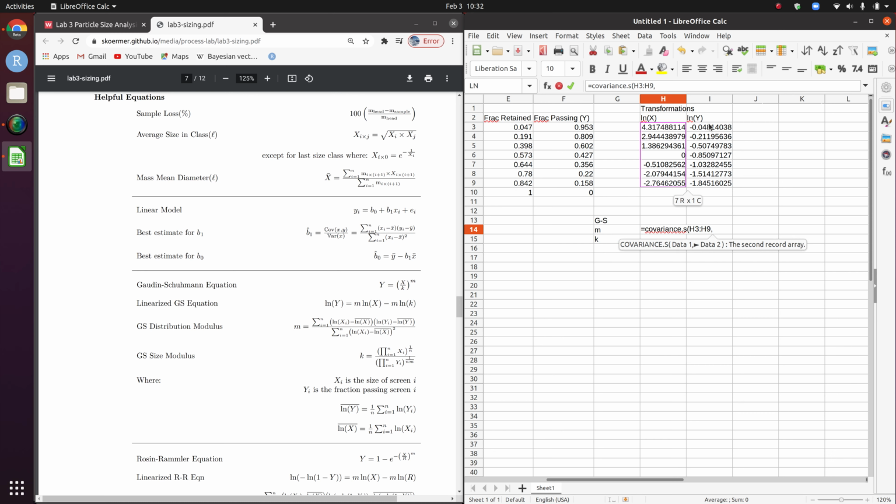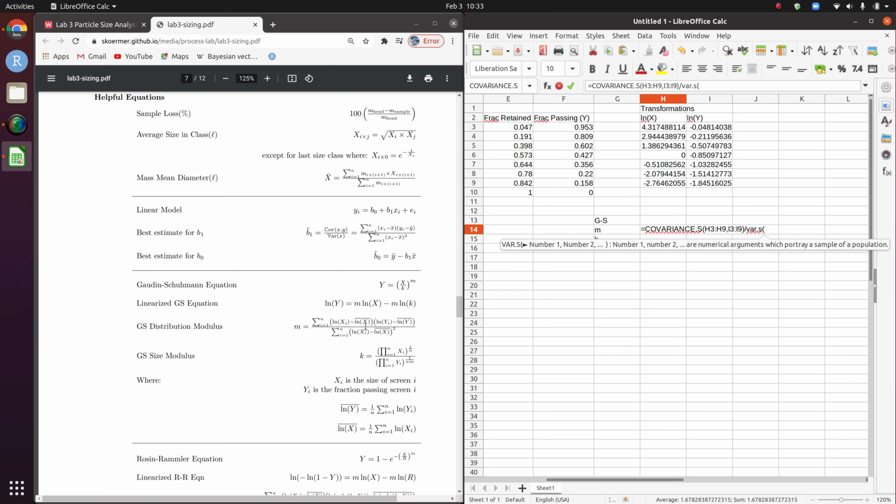And our so-called y is this ln of y. So you add both of these columns to the calculation. And you should get the same covariance if you're working with the example data set. And we're going to divide that by var.s, that's the sample variance.